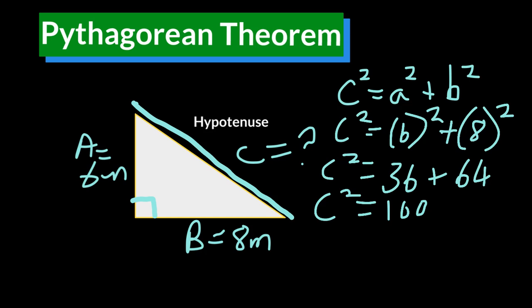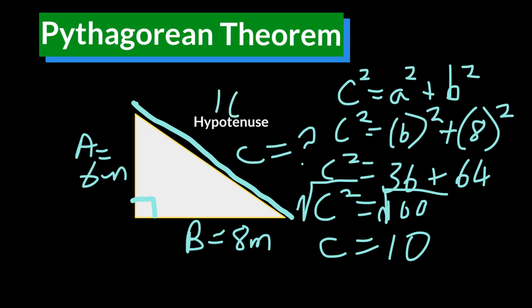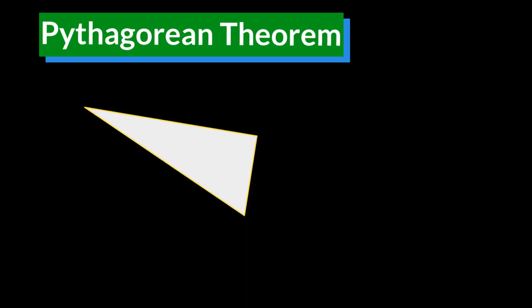So we need to find the square root of both sides. So the square root of c squared is c, and the square root of 100 is 10. So our hypotenuse, c, is 10 meters. All right, let's try another one.